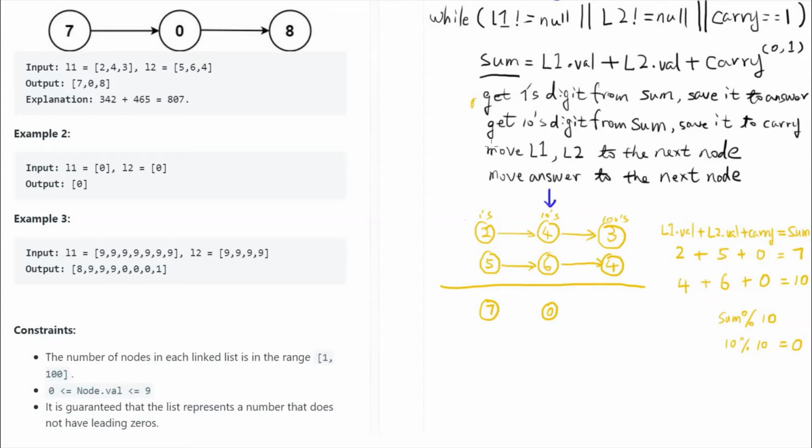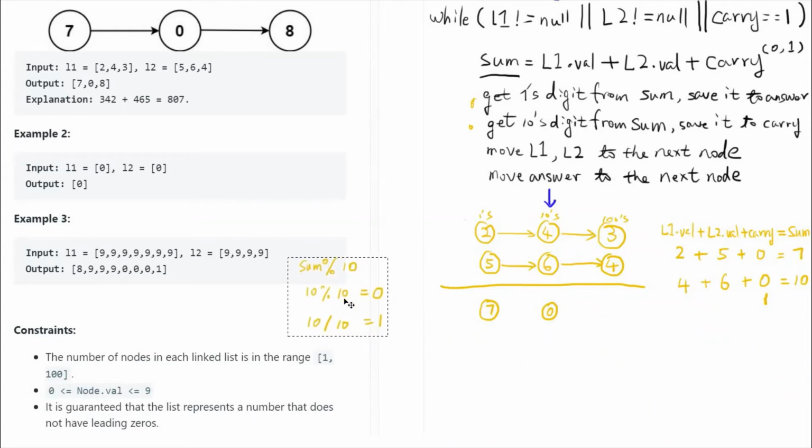In the answer. And next step is to get the 10th digit from the sum. The way we get the 10th digit is to use division by 10. So here is 10 divided by 10, it gives you 1. So we save the 1 into the carry. Put 1 here. I'll move this code somewhere else.